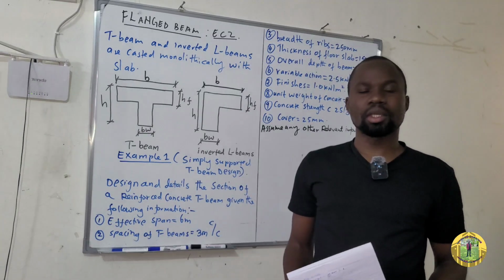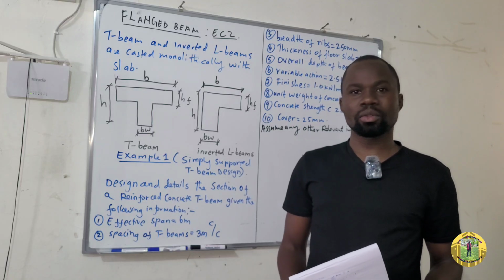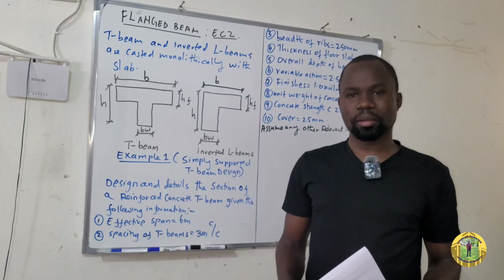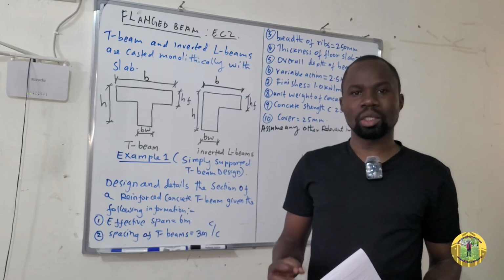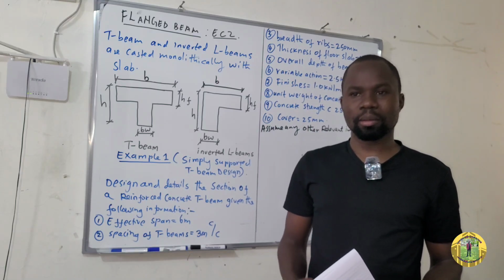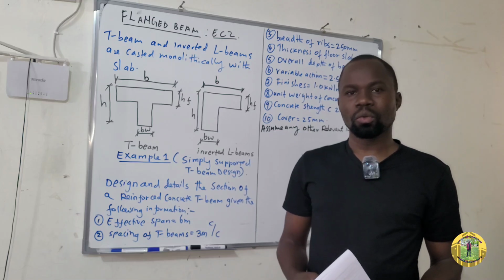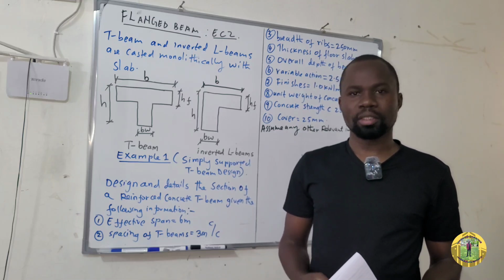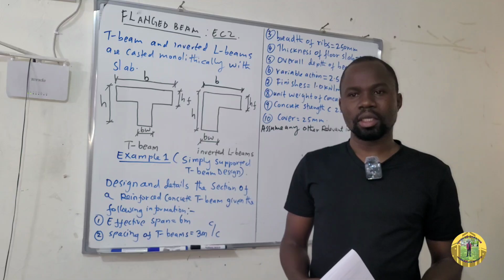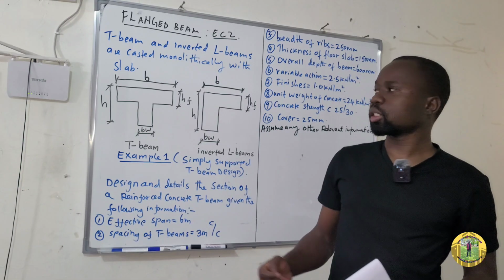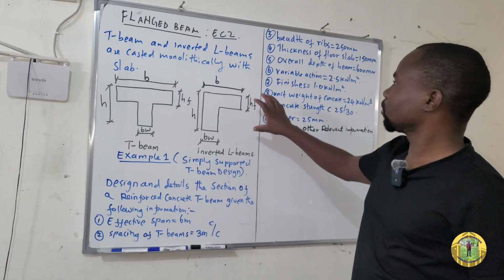So we will use the methods that you mentioned to analyze the continuous beam, and henceforth we will design such a beam. Some of the methods that you mentioned in the comment are: number one, the three-moment theorem; number two, the slope deflection method; and number three, the moment distribution method. So let's now go back to what we have for today.